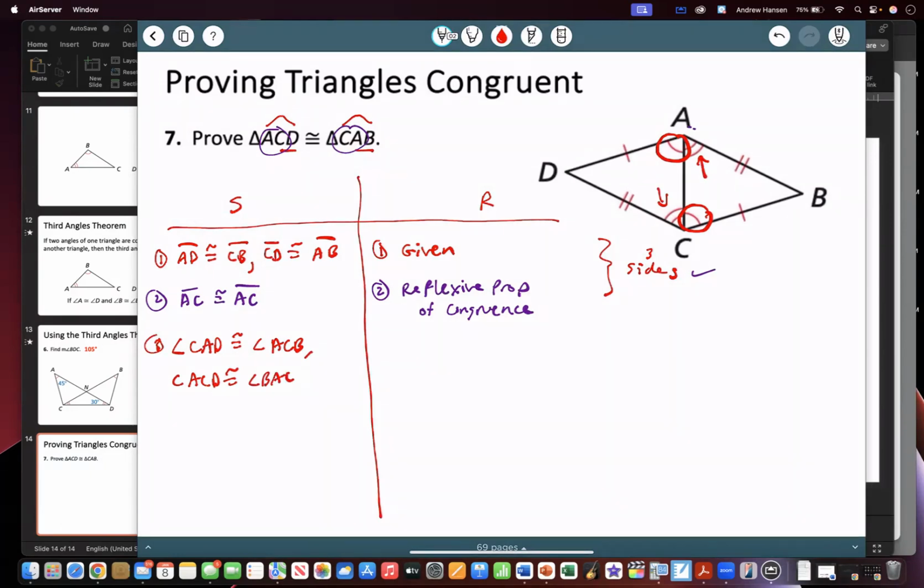Well, it doesn't matter the order of the letters. If I say CAB, that's the same angle. This double arc here is CAB. So either one would be fine. Doesn't matter how I name it. So that's labeled in the diagram. So once again, that's given to us.